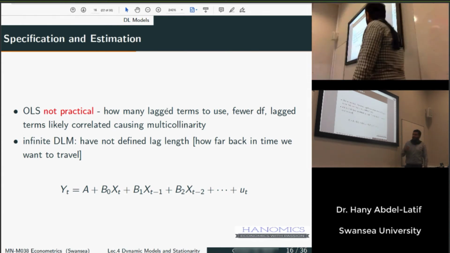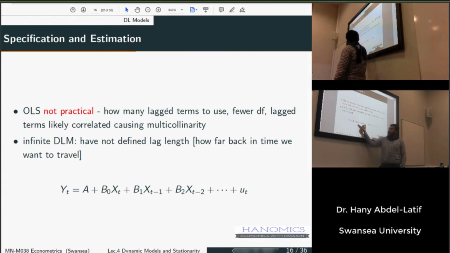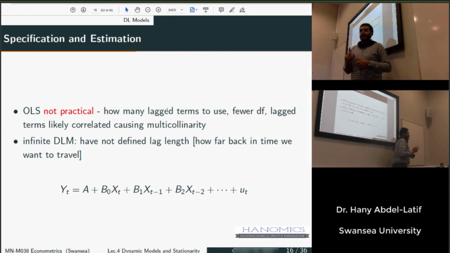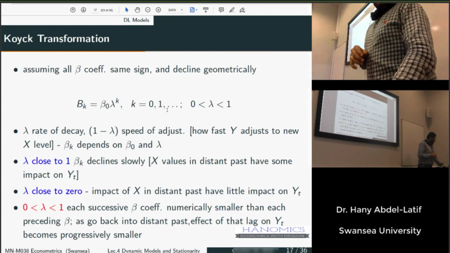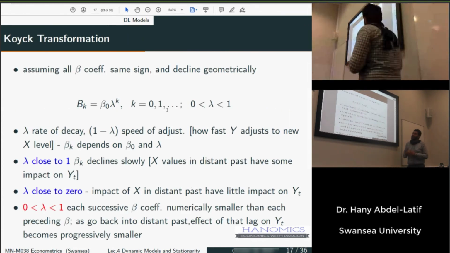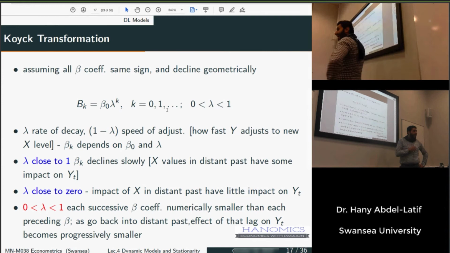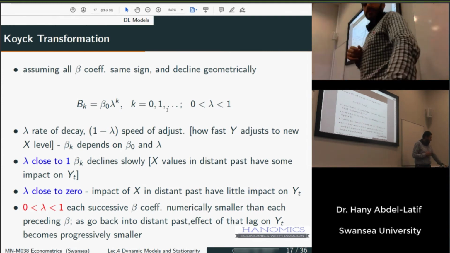So what if we can convert or transform this to something else, so that we don't really have to worry about the number of lags? We don't have to worry about this large number of parameters to estimate. Okay, and this is the transformation, the Koyck transformation, that actually does this.